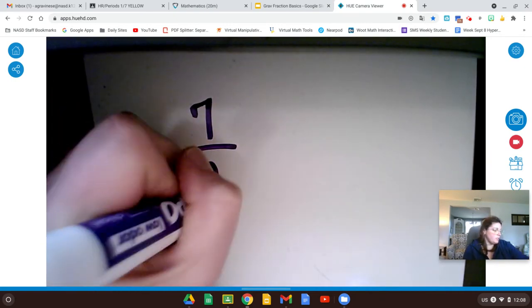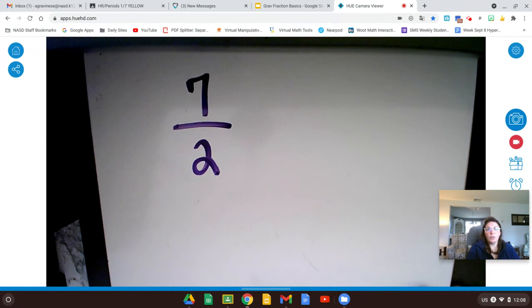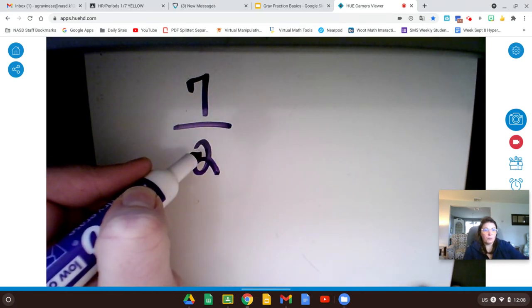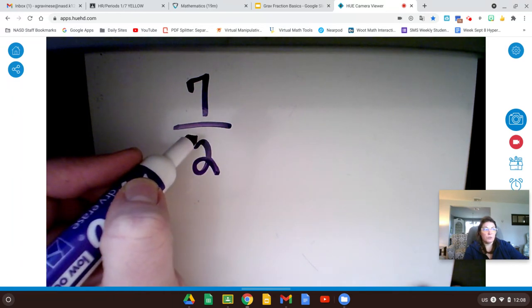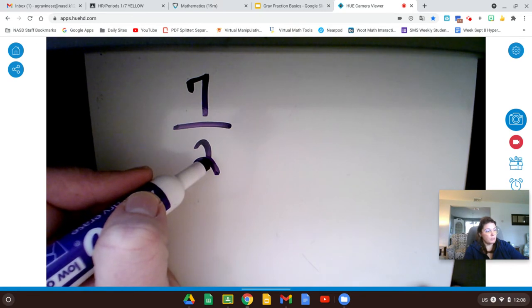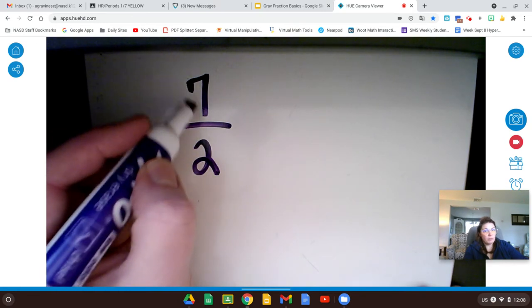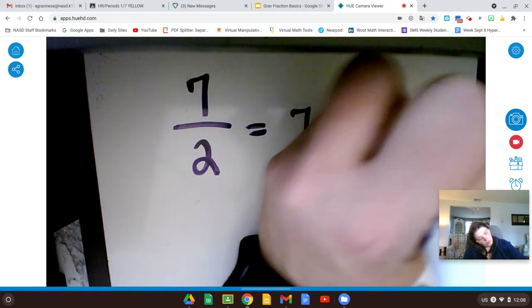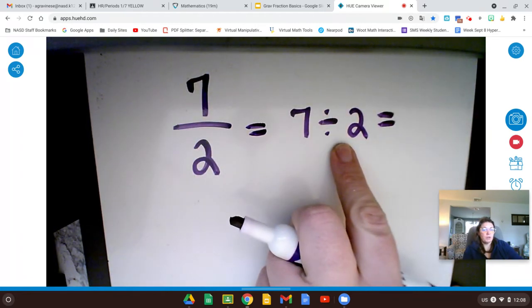I'm going to take the same 7 halves. To figure out what this would be as a mixed number, what we're thinking of is back to our last chapter where we learned that fractions are really division problems. And this is really 7 divided by 2. And if we figure out 7 divided by 2, we will have our mixed number.